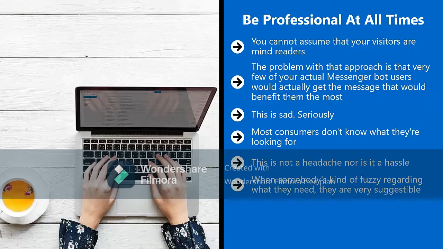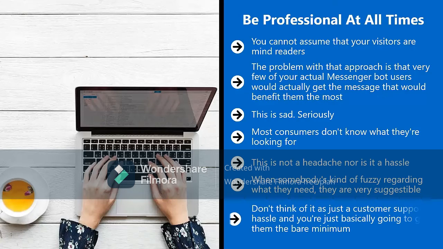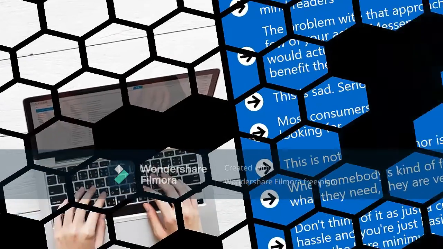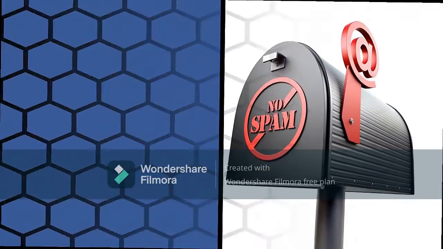Do you see how this works? It's an opportunity. Don't think of it as just a customer support hassle where you basically give them the bare minimum. Instead, create a fairly open-ended logic tree for your chatbot so there are many ways your customers can trigger pre-written messages.